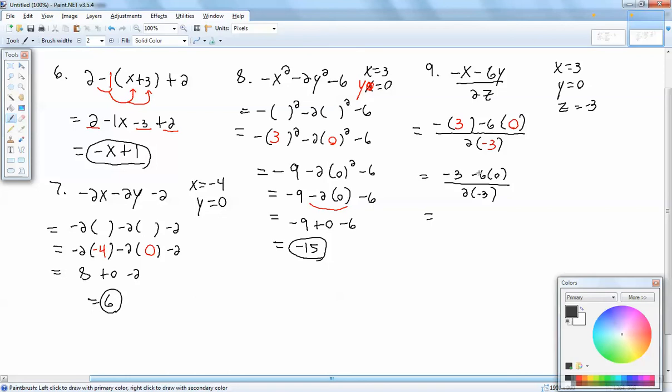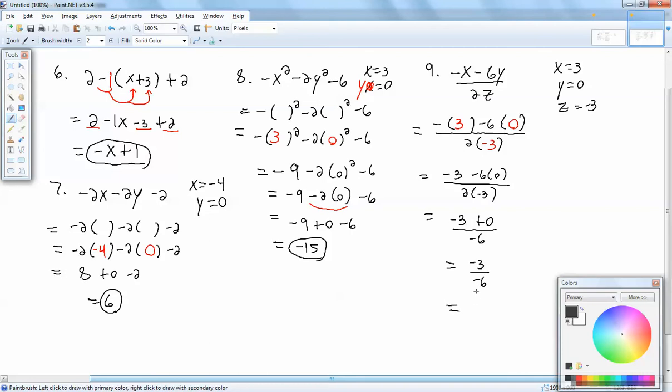Up on top, there's multiplication, negative 6 times 0, which gives us 0. On the bottom, all there is multiplication. 2 times negative 3 is negative 6. Up on top, Aunt Sally, addition, subtraction. Negative 3 plus 0 is negative 3 over negative 6.